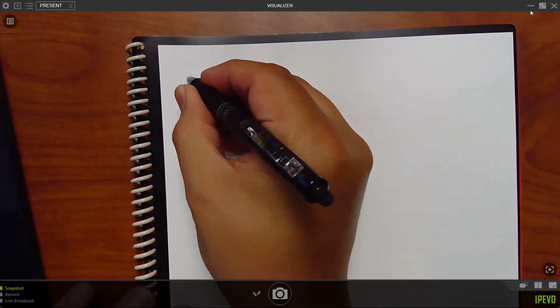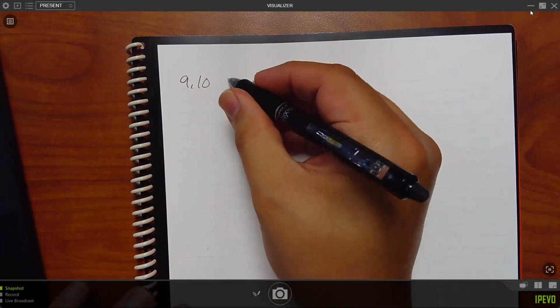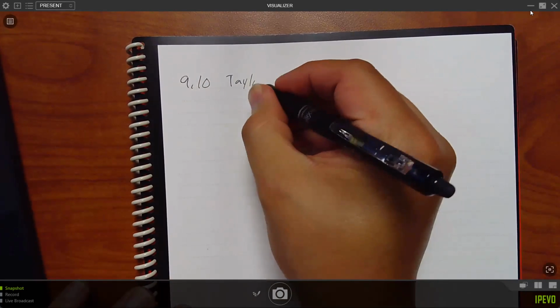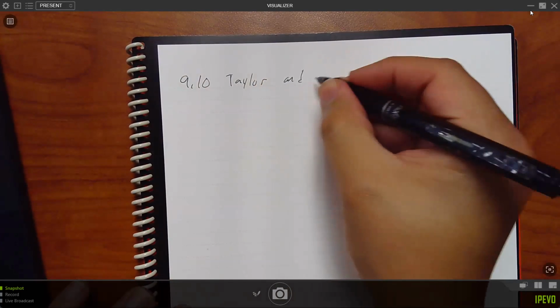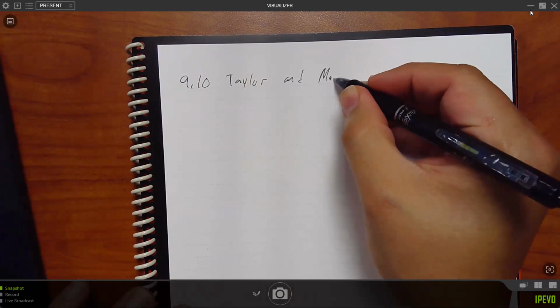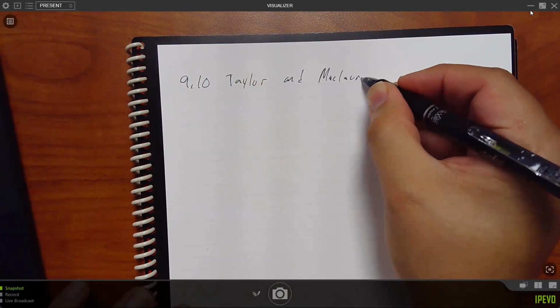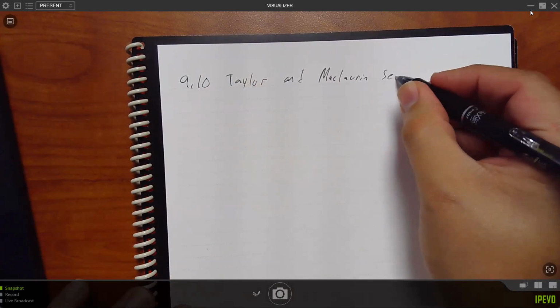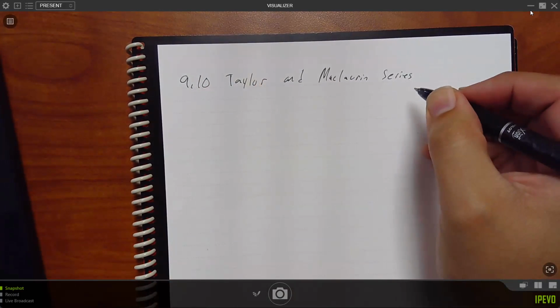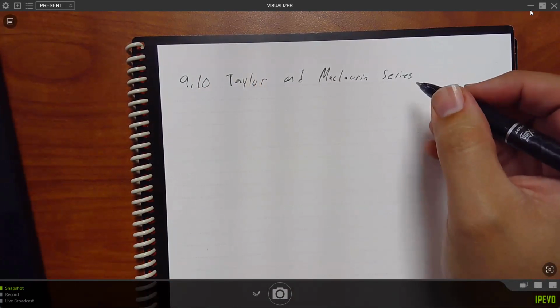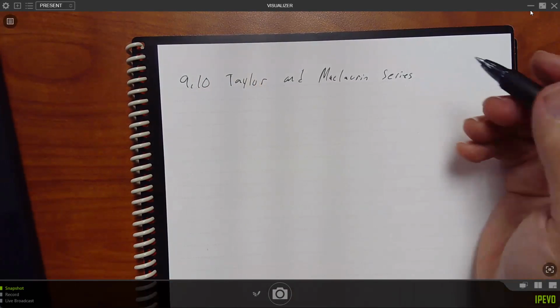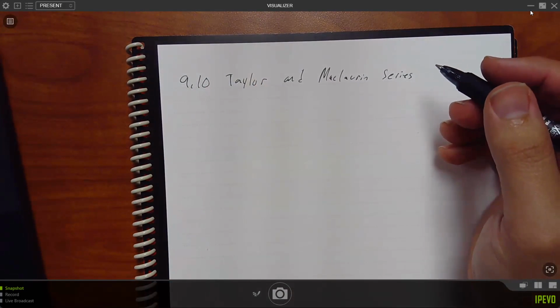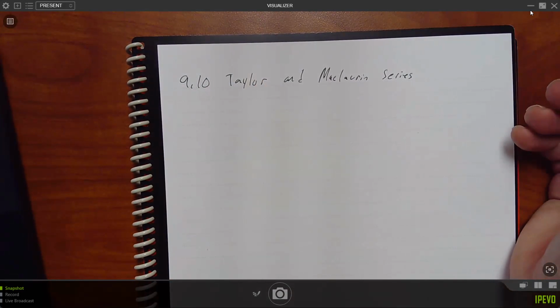A new section. Taylor and Maclaurin series. So Maclaurin, I think, came up with the original, and then Taylor generalized it or centered it at c. So that's why they always name both of them.